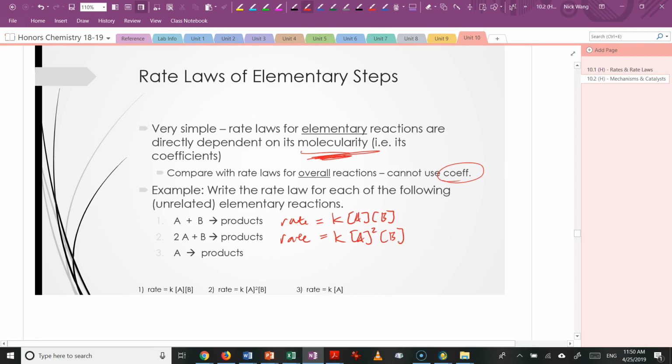That's it, right? Because whatever you see is whatever the rate law is going to be. It's kind of nice. But as a reminder, these are only for elementary steps. You can only do this for elementary steps, not for overalls. I'll give you a shot at trying the last one out.